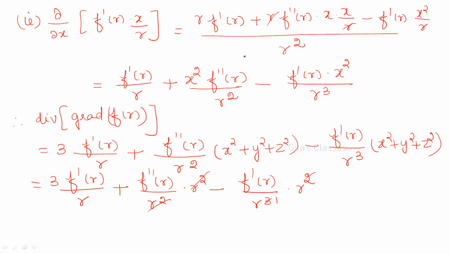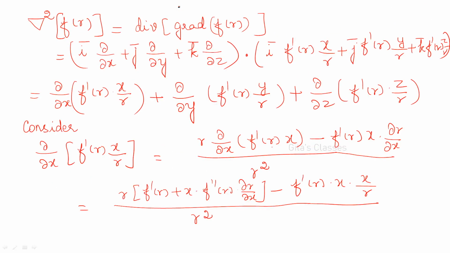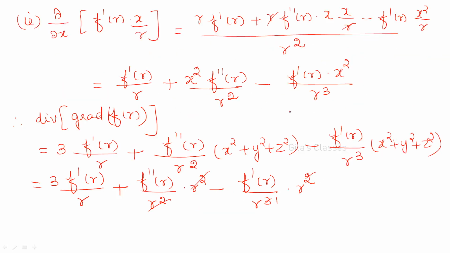Now, this is only for the first term in divergence of gradient. Okay, only the first term we have considered. This is the first term. So similarly now we have the second term with respect to y and with respect to z. So wherever you have x squared you have to replace it by y squared and z squared and add everything.